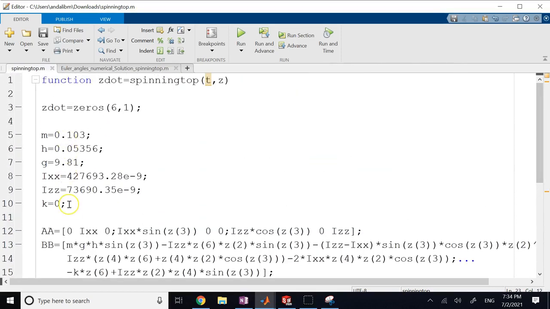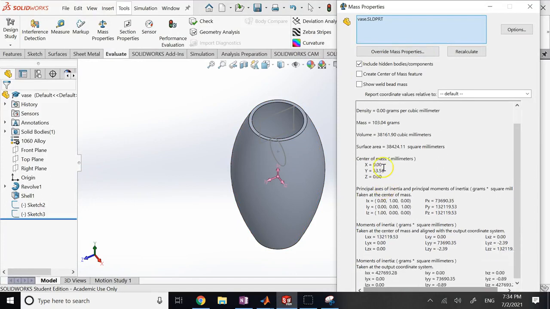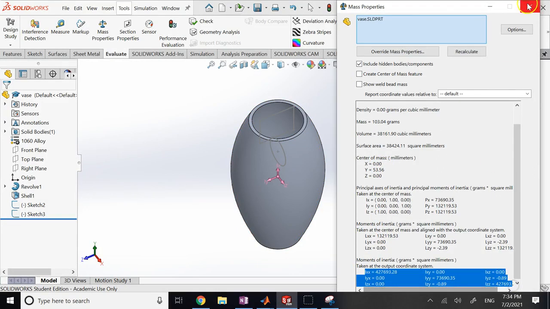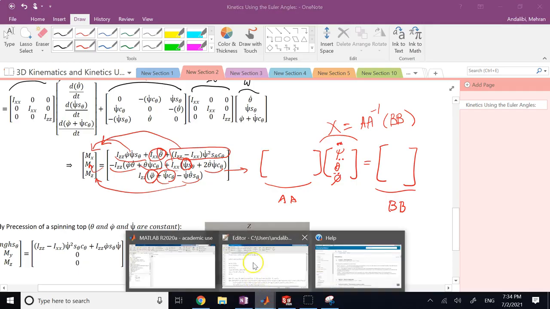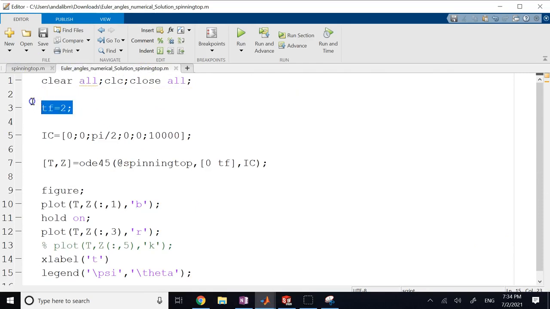I also have here some numbers, and I got them actually from my SolidWorks object that I made. So I got the mass, I got the height of the center of mass with respect to the bottom, and I got the moments of inertia from here. And I incorporate them here into my code. And then that's my function that I use with ODE45. Here I'm solving it for 2 seconds. I give it initial precession angle of 0, initial precession velocity of 0, initial nutation angle of pi over 2, just like that wheel that was hung from the cable.